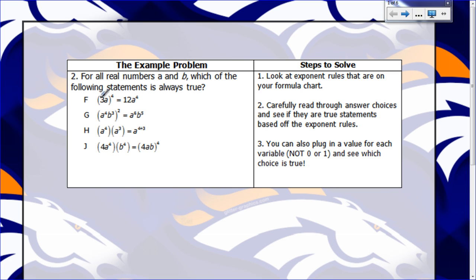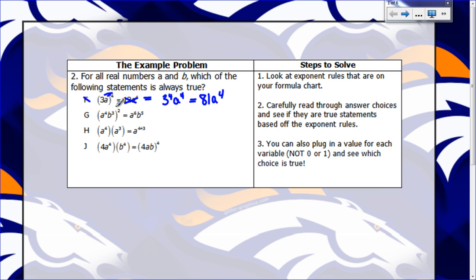Well, this right here, answer choice F, 3a all to the power of 4, I've got to distribute that power of 4 to everything, which means it's got to be 3 to the 4th and a to the 4th. Well, 3 to the 4th power is the same thing as 3 times 3 times 3 times 3, which when we do that gives us 81. So this really comes out to be 81 a to the 4th, not 12 a to the 4th. So F is not the right answer.